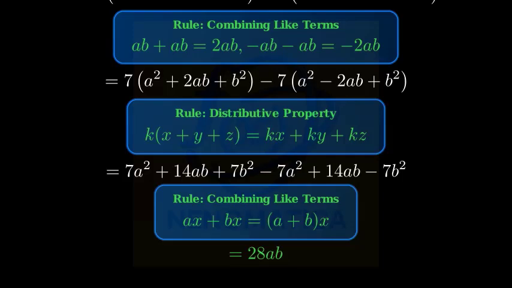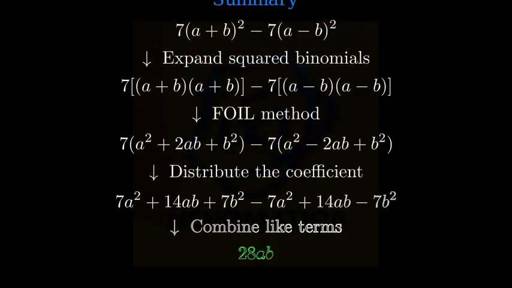Let's summarize what we've learned in this algebraic simplification. We started with the expression 7 times (a plus b) squared minus 7 times (a minus b) squared. First, we expanded the squared binomials. Then, we used the FOIL method to multiply the binomials. Next, we simplified the terms and combined like terms within each parenthesis. After that, we distributed the coefficient 7. Finally, we combined like terms to get our answer, 28ab.